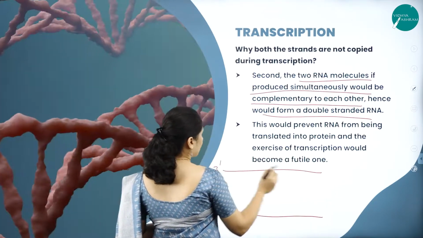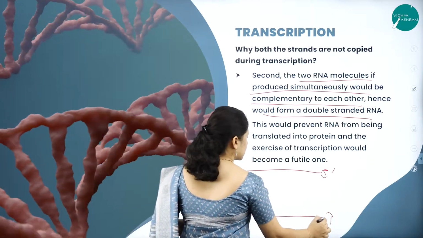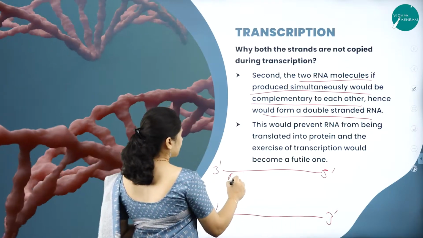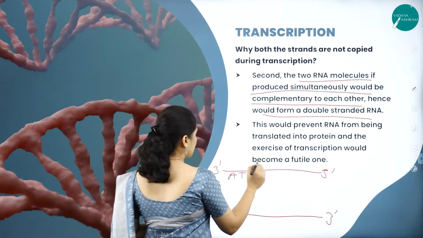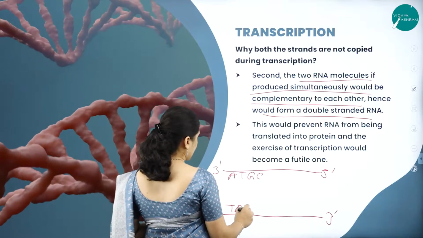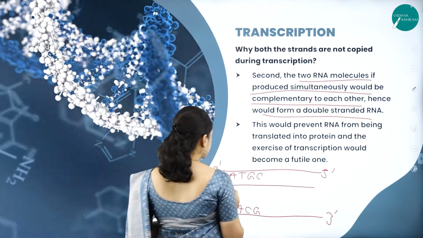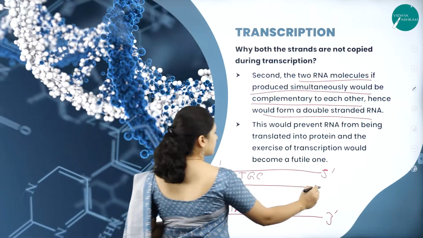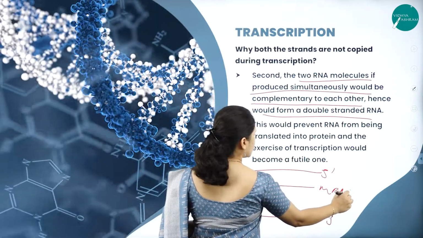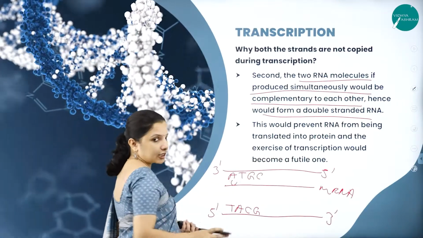Now again here, say for example, I'll draw the two DNA strands. One is from 3' to 5' direction. The other one is from 5' to 3' direction. So I'll write the sequence ATGC. Here complementary to that, it will be TACG. Now an mRNA strand that is formed for this will have a sequence. So this is the mRNA strand that is formed. If it gets formed, actually here an mRNA strand will not get formed.